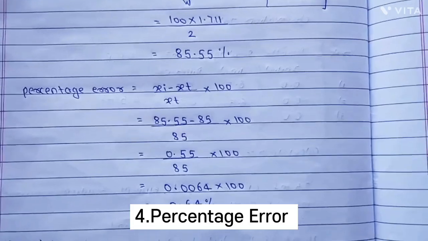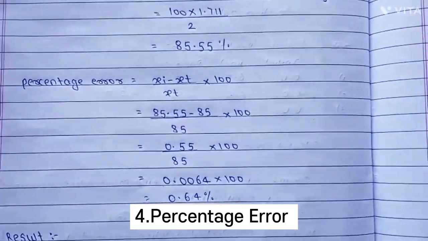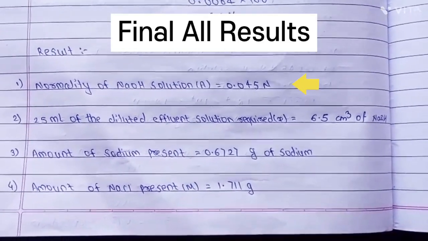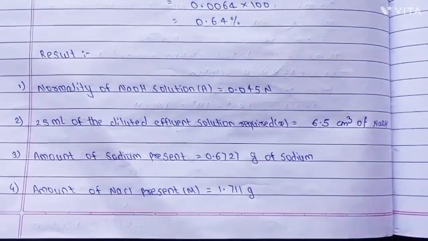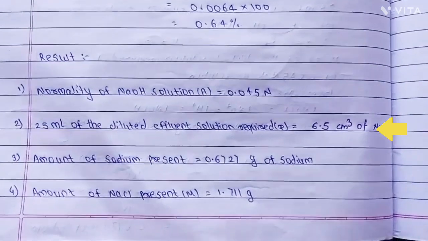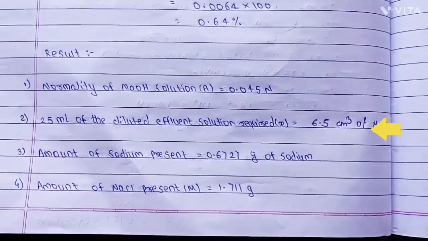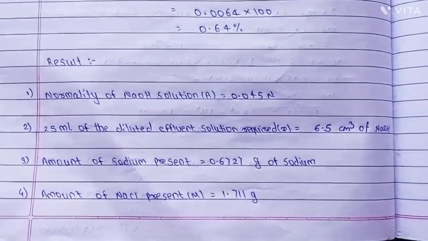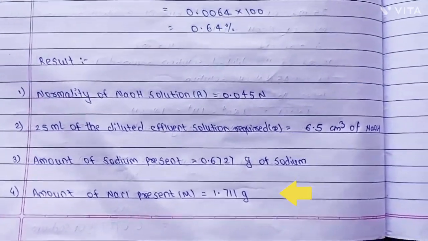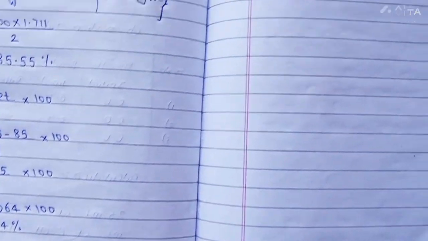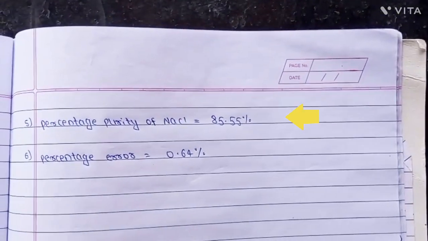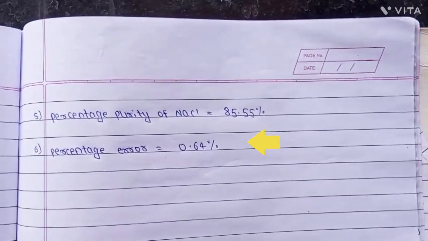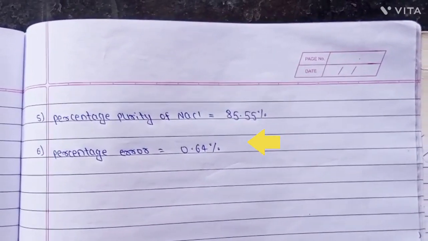The percentage error is found to be 0.64, and the final results are: the normality of the given NaOH solution is 0.045 normal. The 25 ml of the diluted effluent solution required 6.5 cm³ of NaOH. The amount of sodium present is 0.6727 gram. The amount of NaCl present is 1.711 gram, and the percentage purity of NaCl is 85.55%, whereas the percentage error involved is 0.64%. That's all. Thank you.